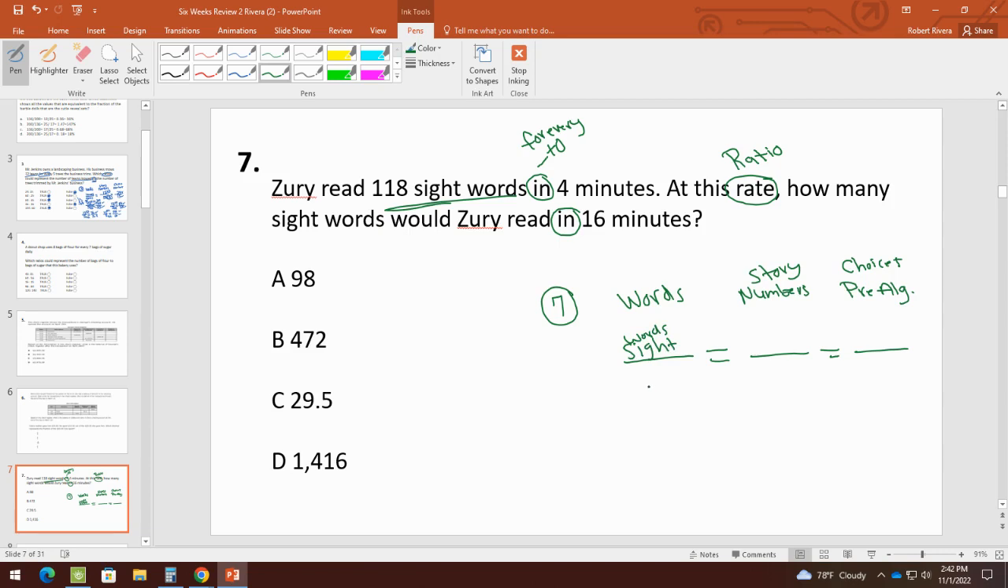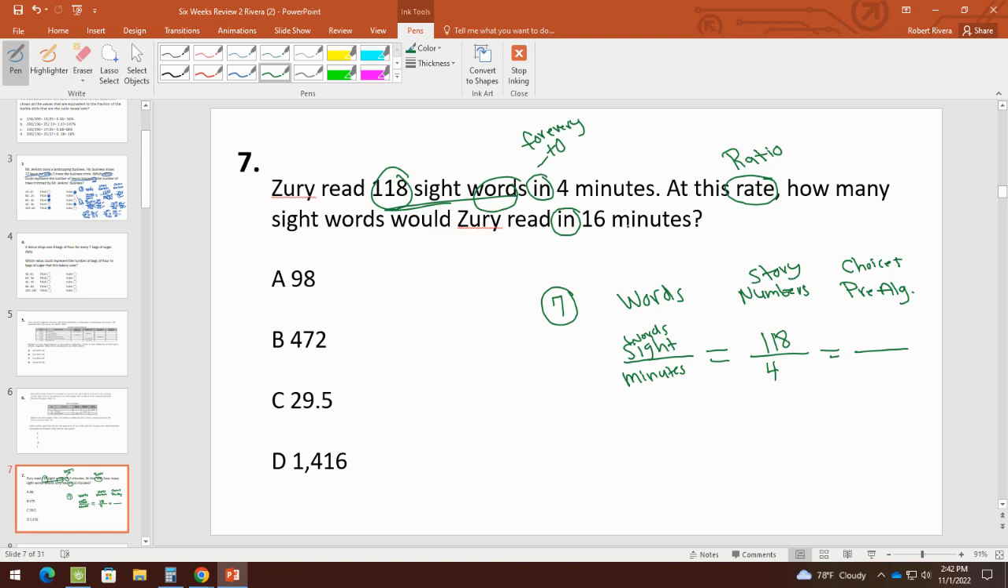The bottom will be the minutes. So we have words to minutes. So 118 will be on the top because those are the words. You see there, words, 118. The 4 minutes, they'll be on the bottom, 4 minutes. So I'm done with a ratio of 118 to 4, but now I need to put the choices.